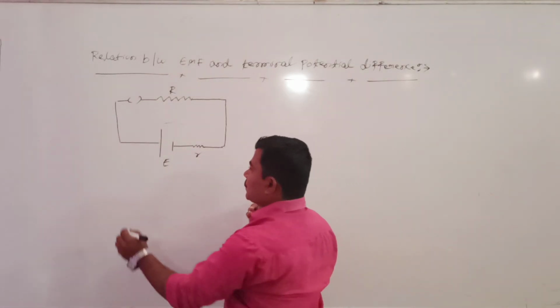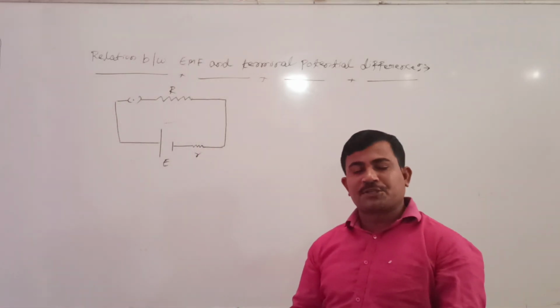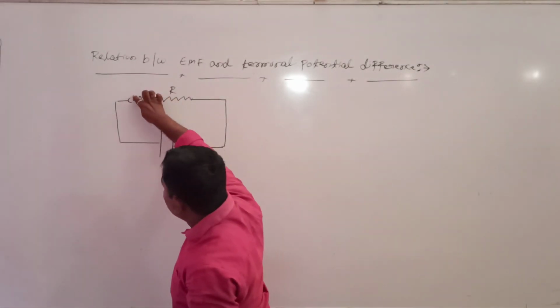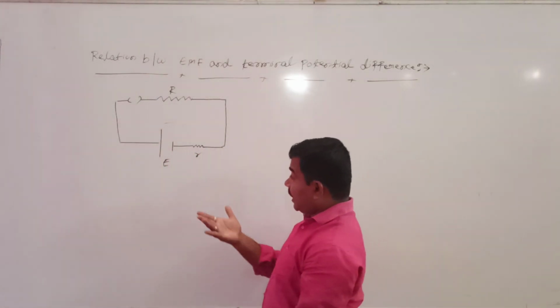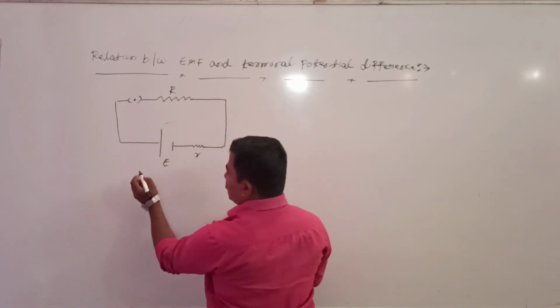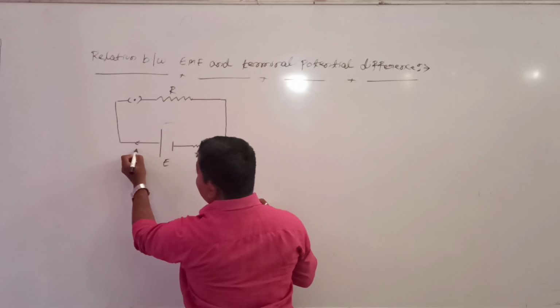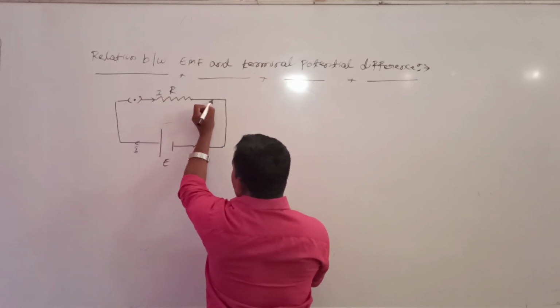When the circuit is closed, we define the terminal potential difference. But when the circuit is open, we define the EMF. When the circuit is closed, remember, current flows from where to where? Outside the cell, current flows from the positive terminal to the negative terminal.